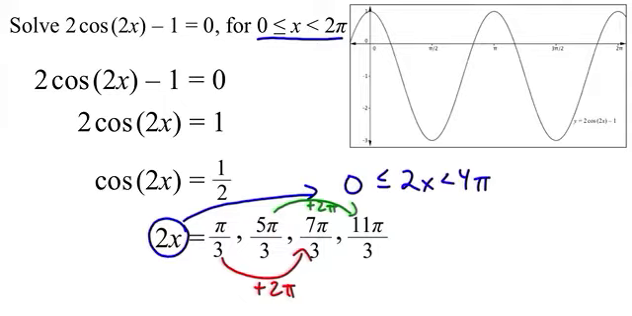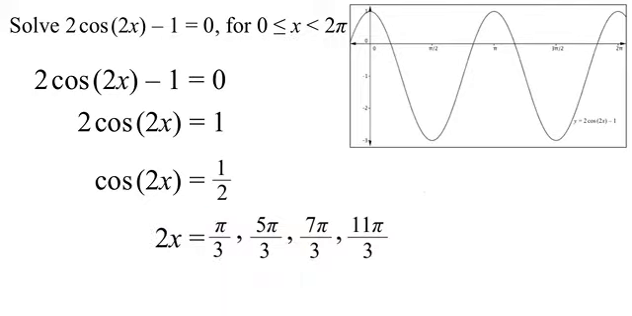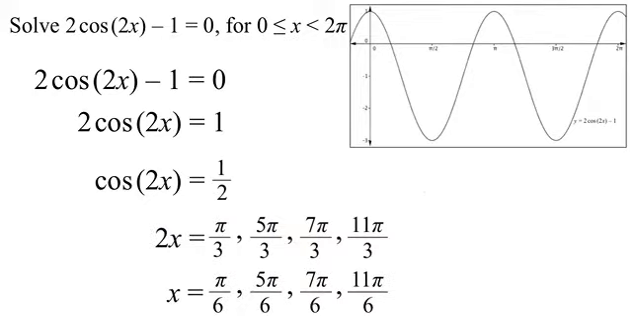All right? Pretty easy. All I need to do is divide by 2, and I'm going to get my 4 answers. Pi over 6, 5 pi over 6, 7 pi over 6, and 11 pi over 6. All right? So that's how I would solve a problem like this. Now I'm going to show you one more.